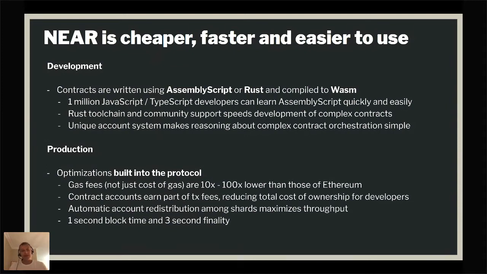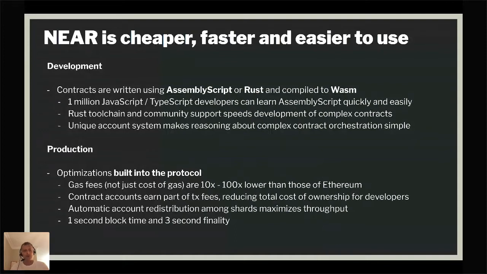And also accounts are rewarded 30% of the validator rewards per block. So that's a mechanism that pays out developers in a unique and interesting way. And that 30% is configurable at Genesis. So then on the production side, we've got these optimizations built into the protocol. NEAR is basically 10 to 100x lower cost for these primitive operations than Ethereum is in terms of the gas costs.